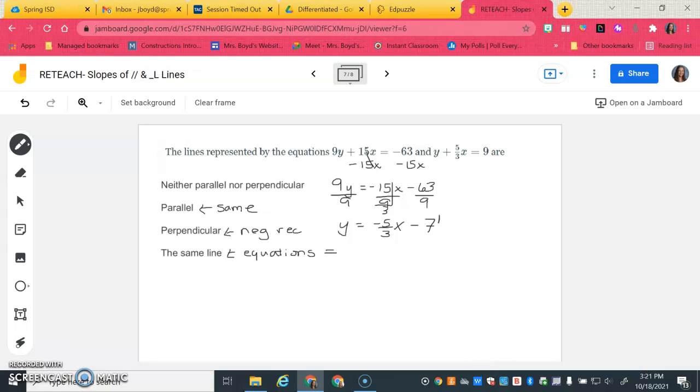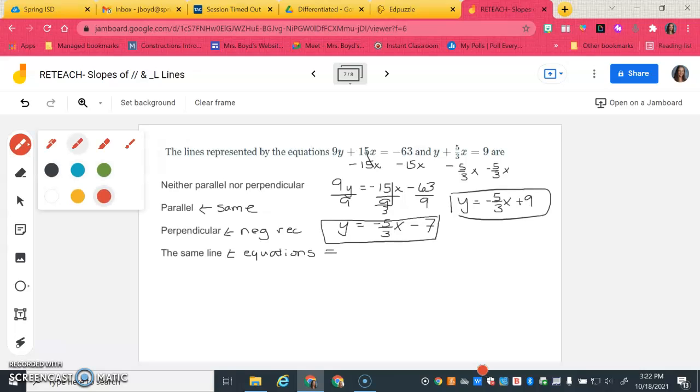So here's my first equation that I need to compare. Second equation, y plus 5/3 x equals 9. Then I need to solve for y, so I'm going to subtract that 5/3 x from both sides. And I get y equals negative 5/3 x plus 9. All right, so now I want to compare the slopes. Negative 5/3 and negative 5/3. Okay, well that tells me they're the same.